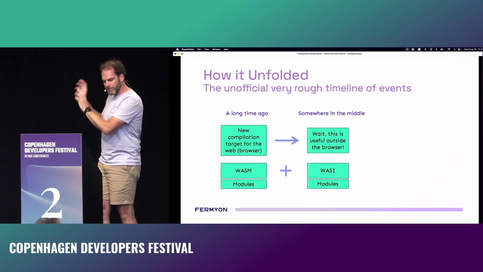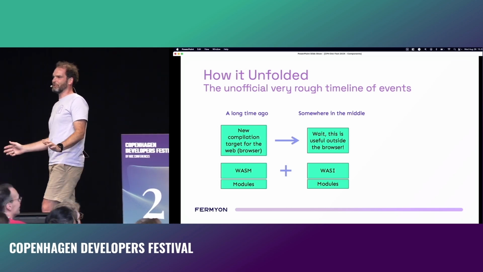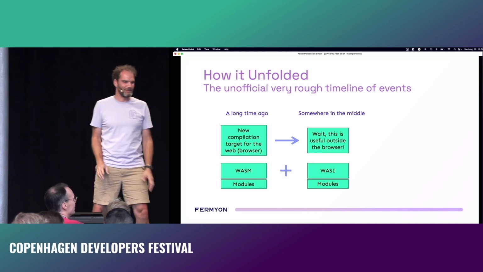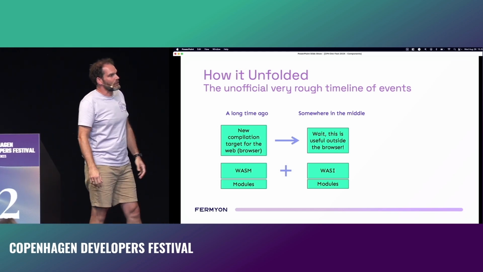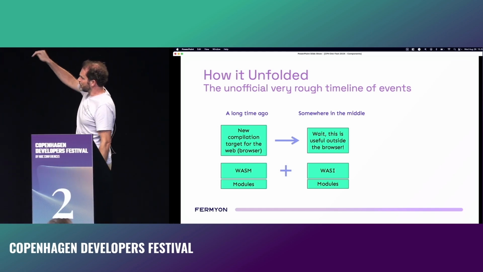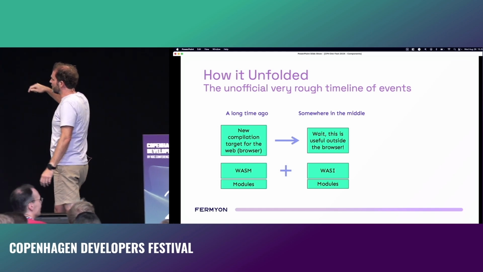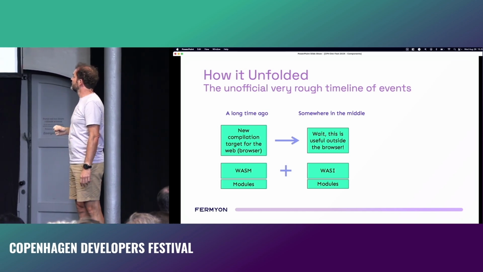We'll quickly move on to this time period, which is somewhere in the middle. I mean, we're probably talking 5 years or so, right? But anyways, this is somewhere in the middle. And people realized, well, this is actually useful outside of the browser. There's stuff we can do here. So that gave us another set of W thingies, which is WASI, the WebAssembly system interface.